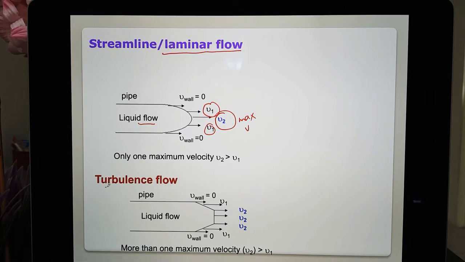However, for turbulent flow, we have several maximum velocities, in contrast with laminar flow. Because it is more disturbed, we have more maximum velocities compared to laminar flow. So when we have more than one maximum velocity, the flow of the fluid becomes more disturbed compared to laminar flow. This is the graphic of how the flow of the fluid works in tubing. If you look at a waterfall, it is turbulent flow because it has several maximum velocities compared to laminar flow.